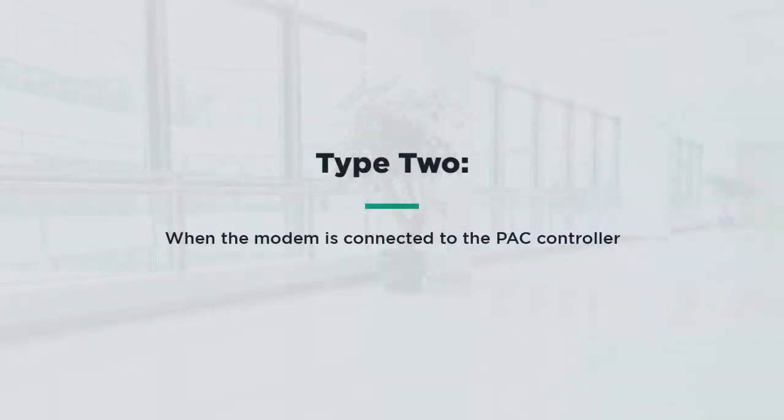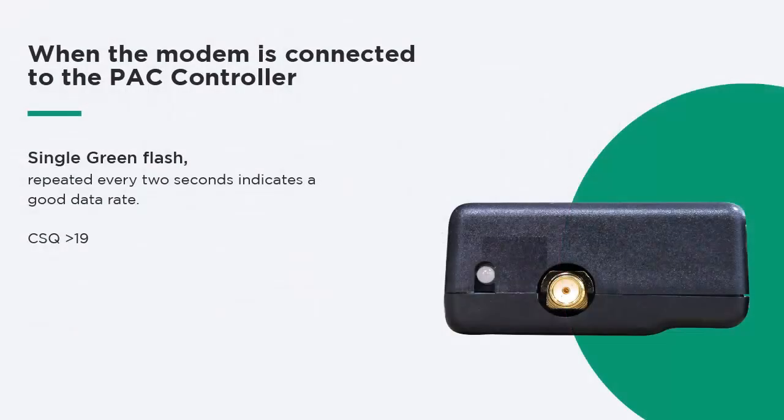When a dial-up connection is in process and the modem is connected to the PAC controller, when data is being transmitted, the LED changes to a single flash, repeated every 2 seconds. A single green flash, repeated every 2 seconds, indicates a good data rate with a CSQ of at least 20.